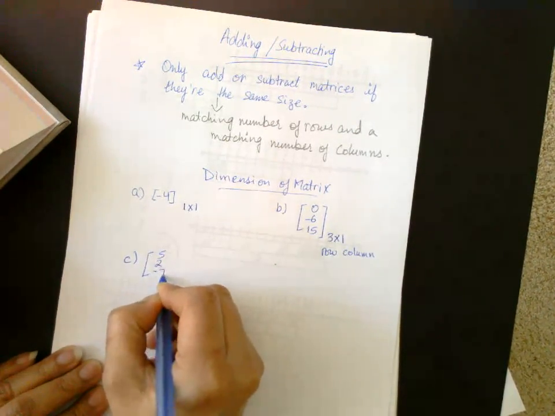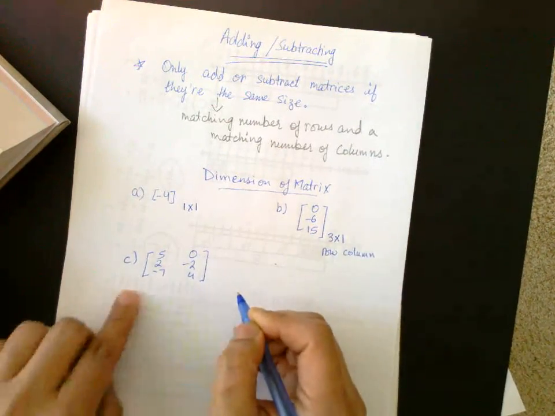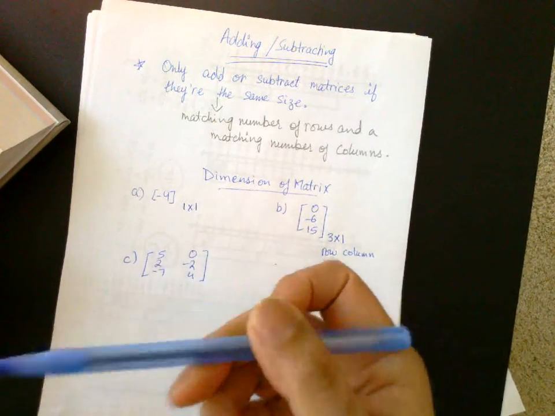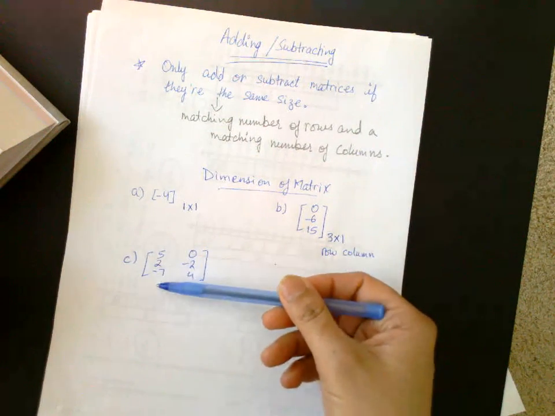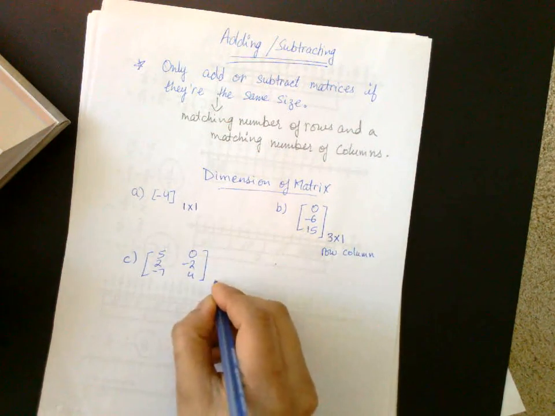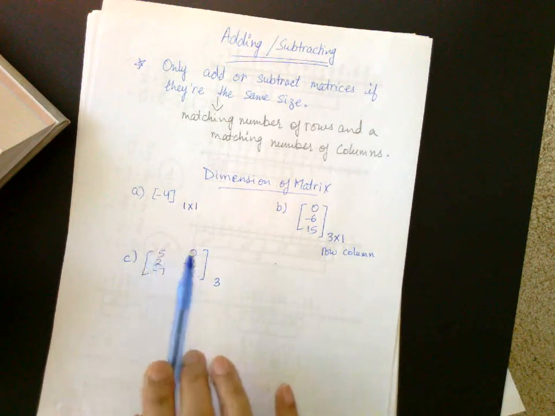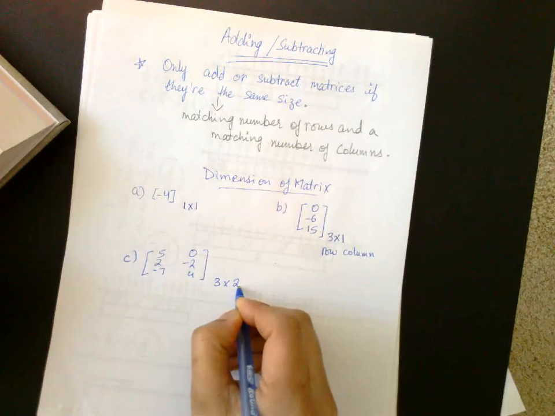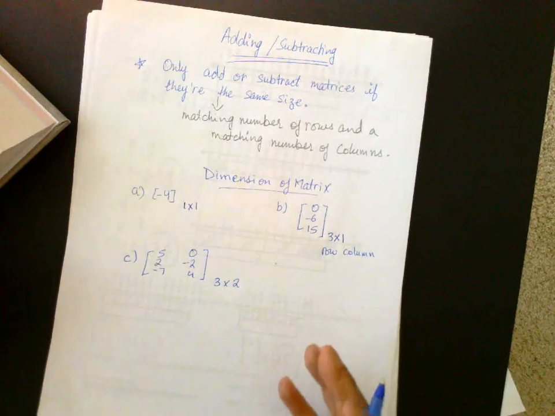If I change the question to something like this: 5, 2, negative 7, 0, negative 2, and 4. If I ask you what is the dimension? Row is nothing but up, down. So how many up and down? 1, 2, and 3, right? So 3. And column is side. How many? 1, 2. So 3 by 2. This is the dimension of a matrix.